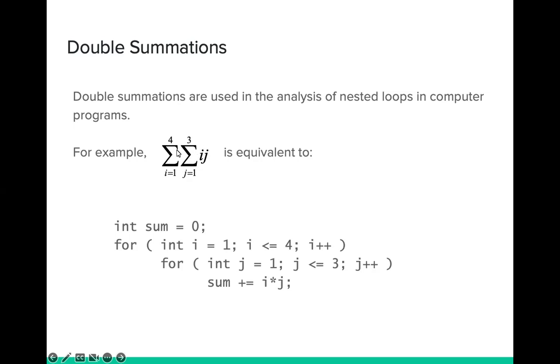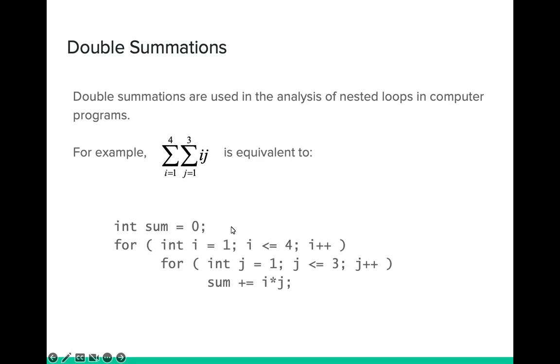We have the sum of i equals 1 to 4 of the summation of j equals 1 to 3 of ij. We can read it like: for i equals 1 to 4, take the sum of the product of i and j. This inner summation is nested within this outer summation.